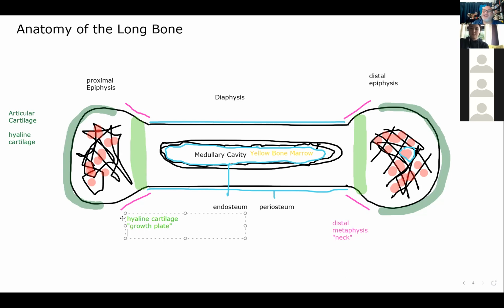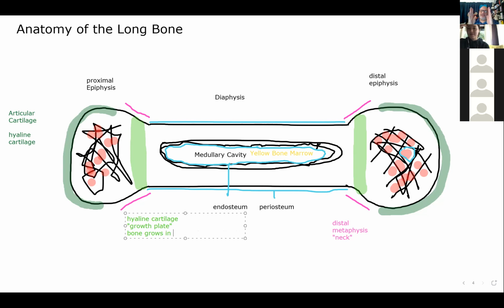Growth. What kind of growth? This is where the bone grows. How? Does the cartilage extend, or does it grow? We'll talk about how that happens. This is what causes the bones to grow in length, right?